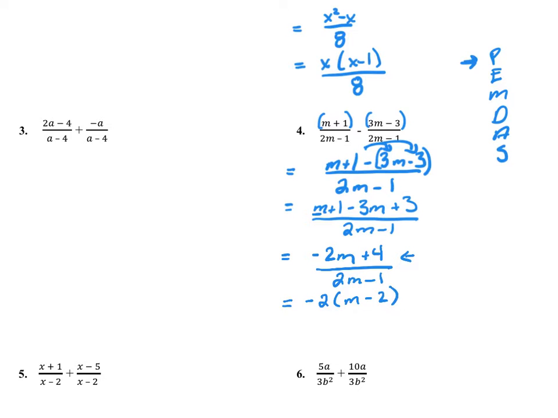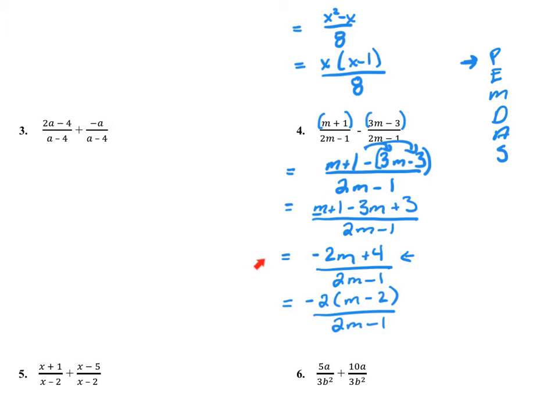Minus 2 all over 2m minus 1. So take a look. The actual subtraction part is dead easy. That step pretty much ends here. As long as we remember to distribute that minus sign, we're okay.